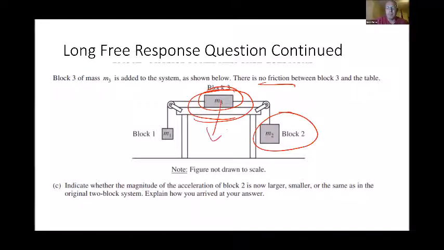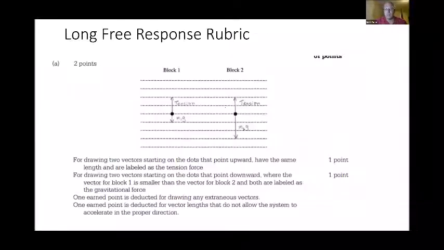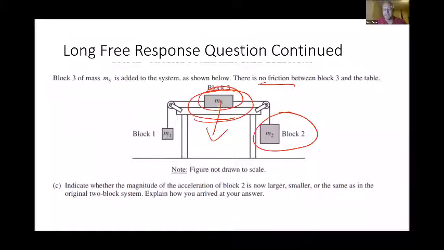The weight of block 3 pushes down. What's pushing up, canceling it out? Looks like somebody put an answer in the chat here. Let's see what we got. So we got the normal force, which is exactly right. So block 3 doesn't affect the net force acting on the system, but it does affect what part of the system? And there we go, the mass.